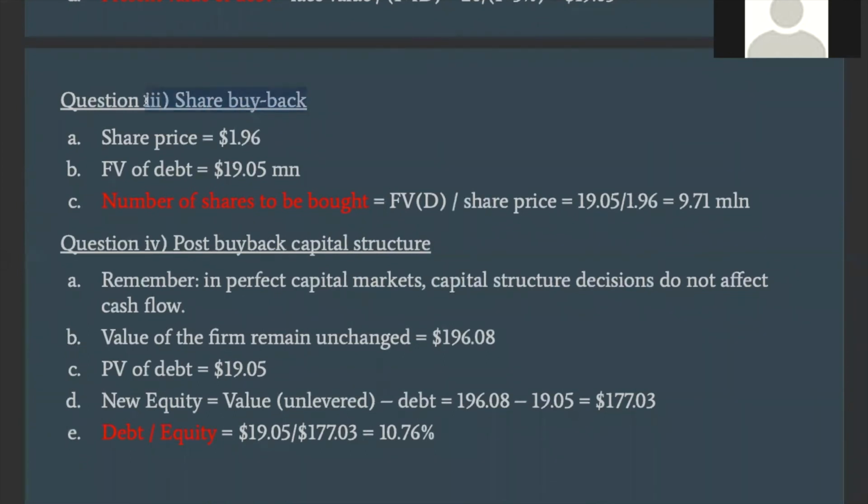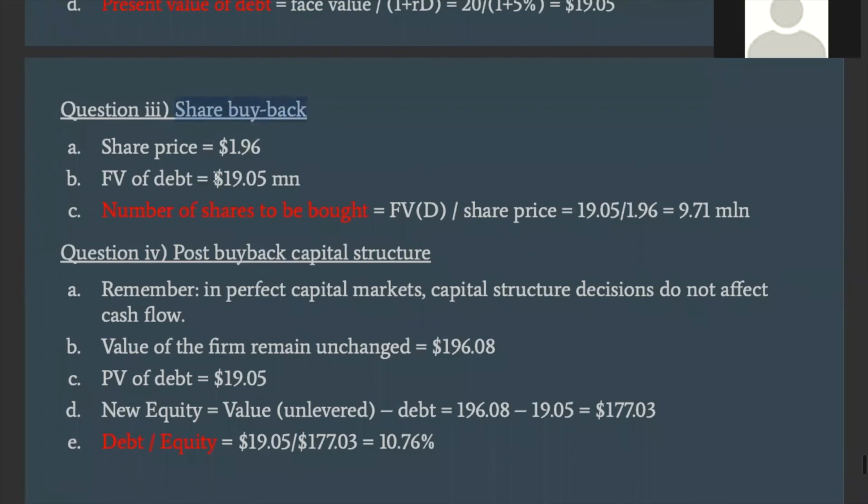Which is the share buyback. So what this question is telling us is that the project wants to use the cash flow from the debt to buy back some of the company's shares, right? And from the previous question, we know that the amount of cash that the project is receiving from the debt is 19.05. And at the same time, we also know from the previous question that the share price is 1.96. And so we can fairly easily find out how many shares the project will be able to buy with this amount of cash flow, which is basically the 19.05 divided by the price per share. And this tells us that the company would be able to buy back 9.71 million shares.